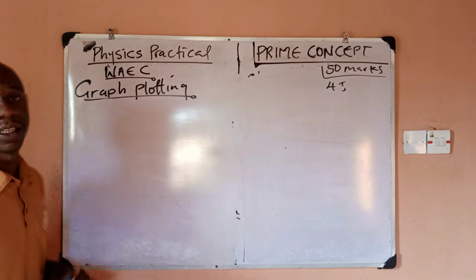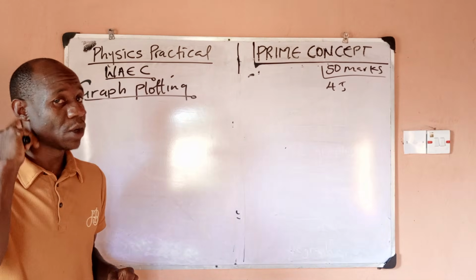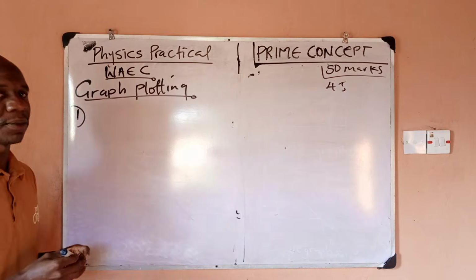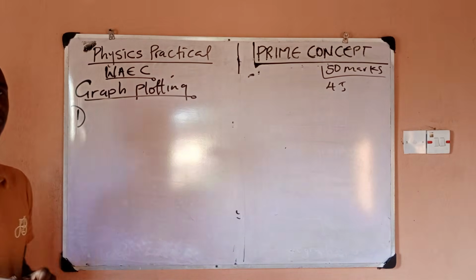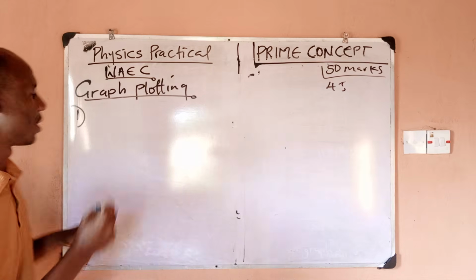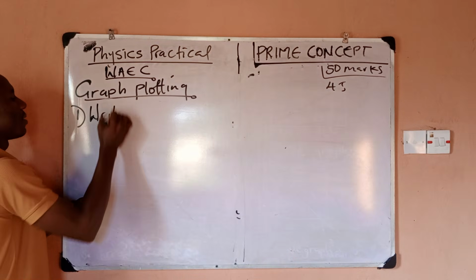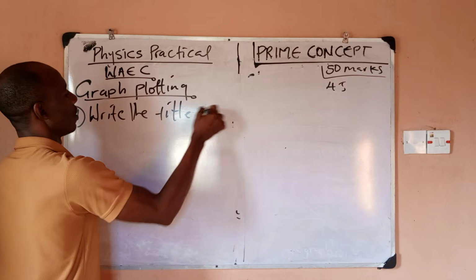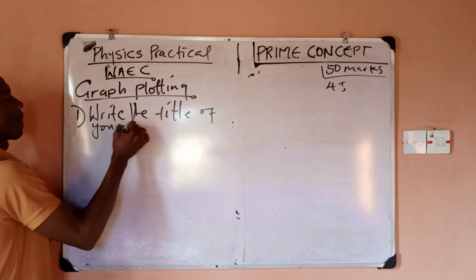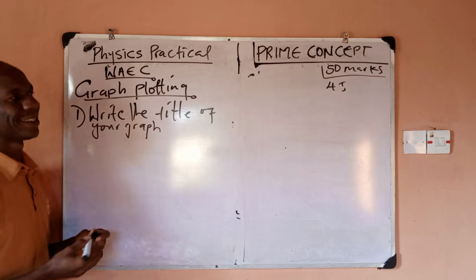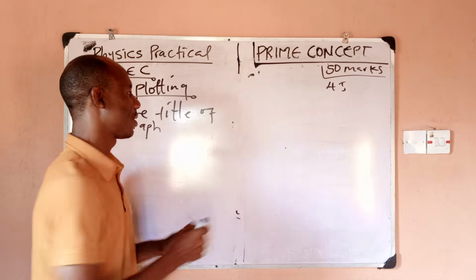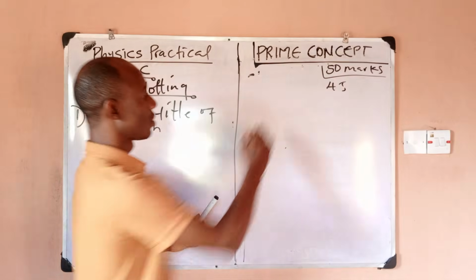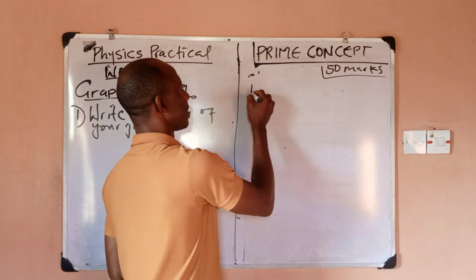Now, what are the things you need to know and understand when you are plotting a WAEC graph? Number one thing I need you to know and keep at the back of your mind is you need to write the title of your graph. It's very important. So when you have your graph sheet, the first thing you're going to write is the title. You write the title above.